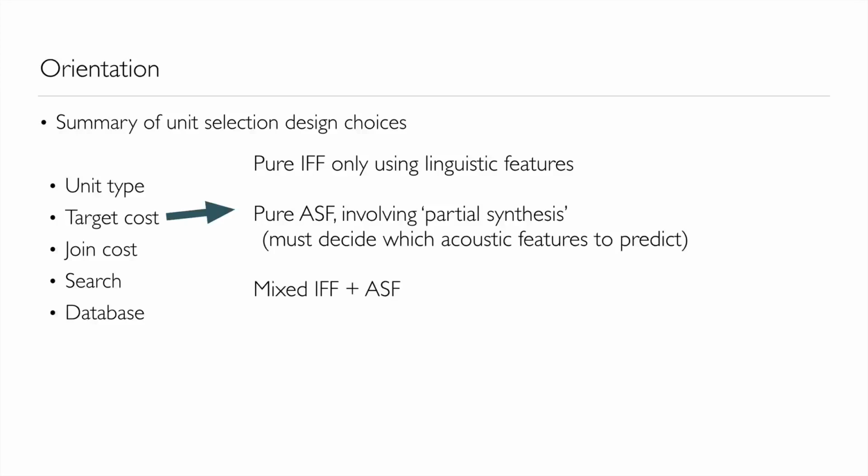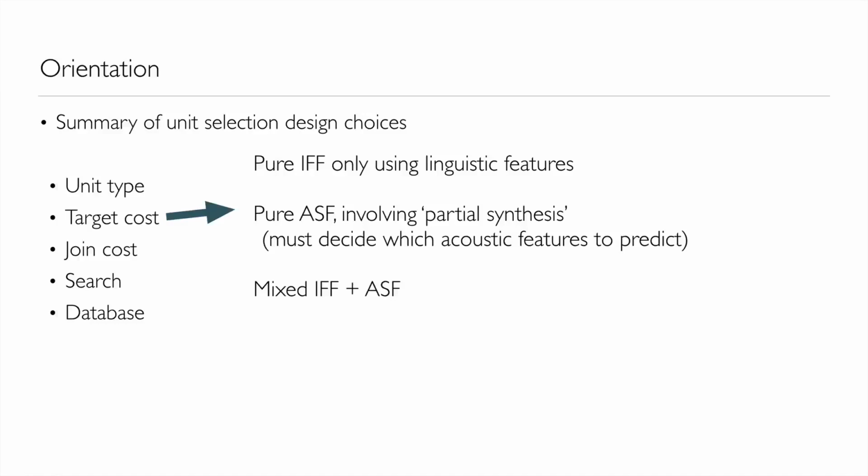You need to choose what kind of target cost you're going to use. Festival is almost a pure independent feature formulation style target cost. Just got a couple of little bits of acoustic information in there. Or we could use a purely acoustic space formulation, doing sufficient partial synthesis so that we only make comparisons in acoustic properties. You've then got to decide which acoustic properties, which acoustic features to predict, so that that comparison is meaningful and will find you the right candidates.